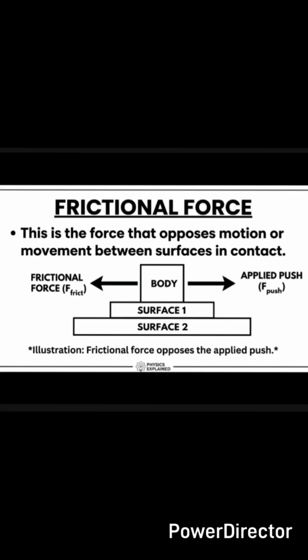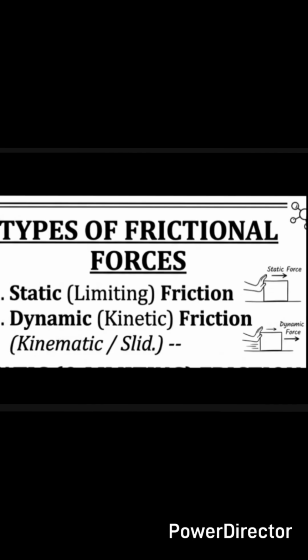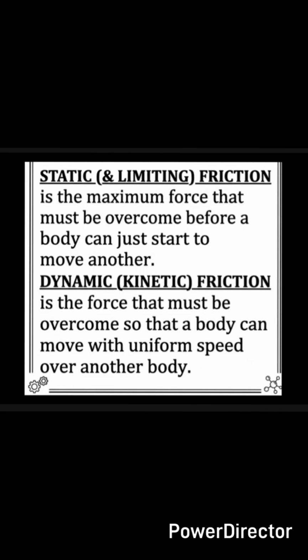Frictional force. The force that opposes movement between surfaces in contact is known as the frictional force. Types of frictional force. There are two types of frictional forces: the static or limiting frictional force and the dynamic or kinetic frictional force, which is sometimes known as the sliding force. Static friction is the frictional force that occurs between stationary objects, whilst dynamic friction occurs between moving objects.